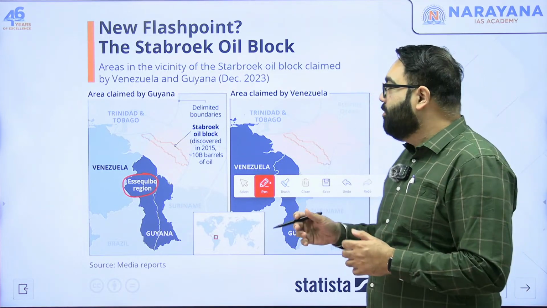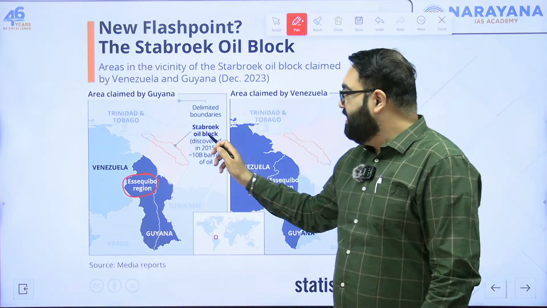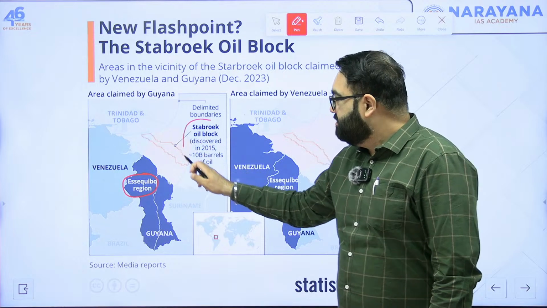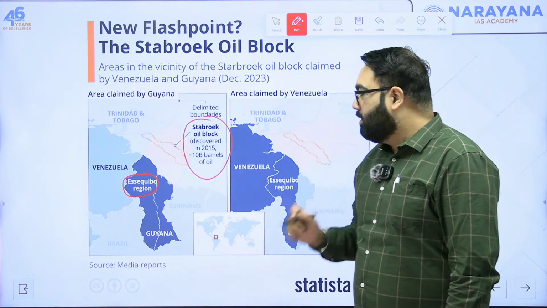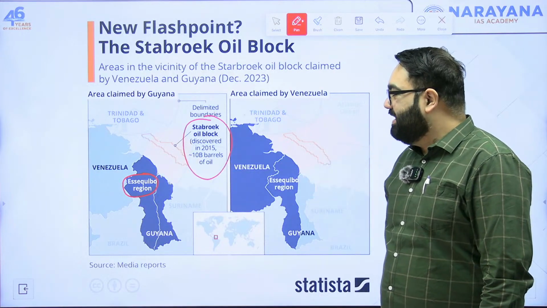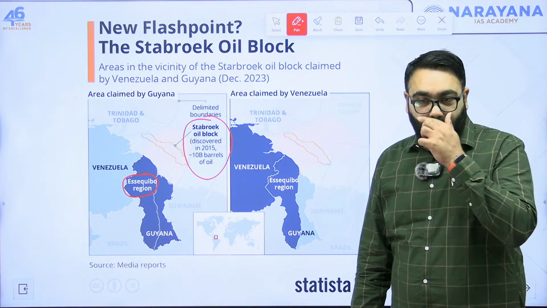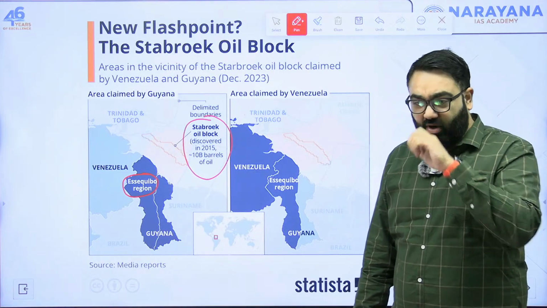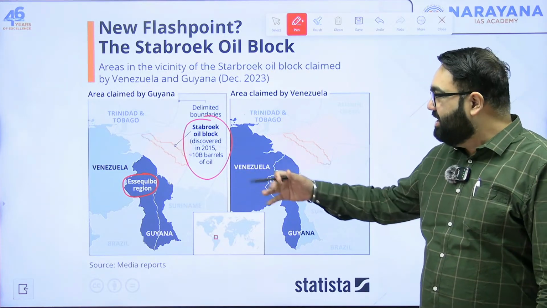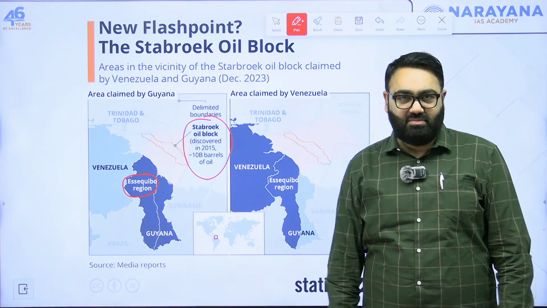Now there is one more part of oil that has been found. That was in 2015. That's called Stabroek oil block. Again, the Stabroek oil block here, as you can see, it's in Guyana, but Venezuela again says that no, it belongs to us. Now, these kind of questions, facts, or places in news are asked by the UPSC very commonly in the prelims exam.